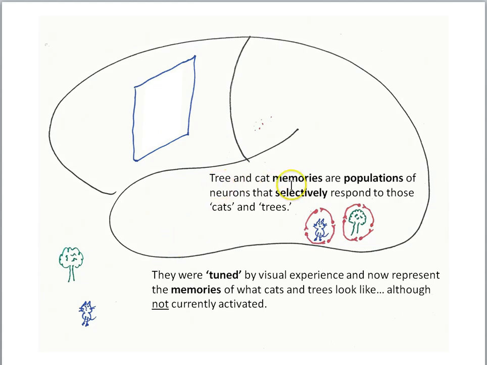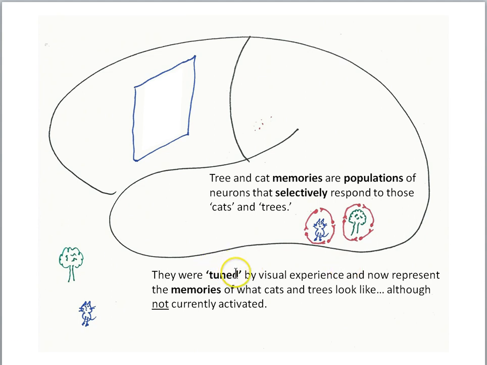Now, tree and cat memories are populations of neurons that selectively respond to those cats and trees. Well, how did they get there? Well, they were tuned by visual experience and now represent the memories of what cats and trees look like, although not currently activated. So if we're not looking at a cat or the tree in the front yard, then we have memories of what our cat looks like and what the front yard tree looks like, but they're just not currently activated. So notice our working memory box is empty here. We're not currently thinking about or seeing our cat or the front yard tree.